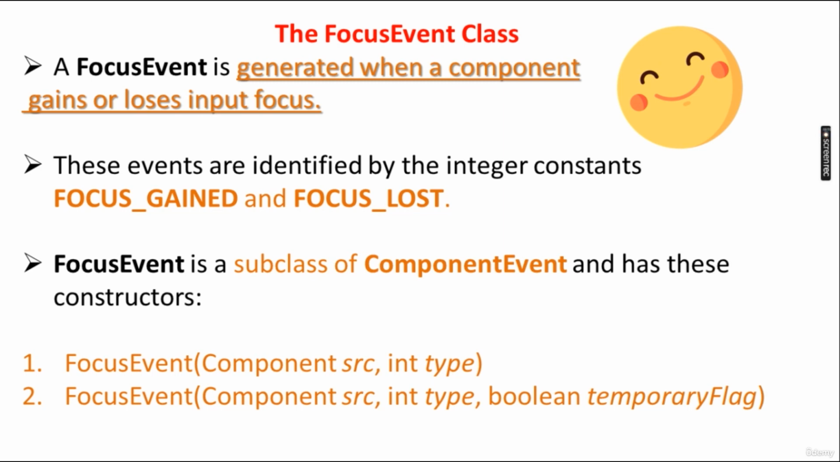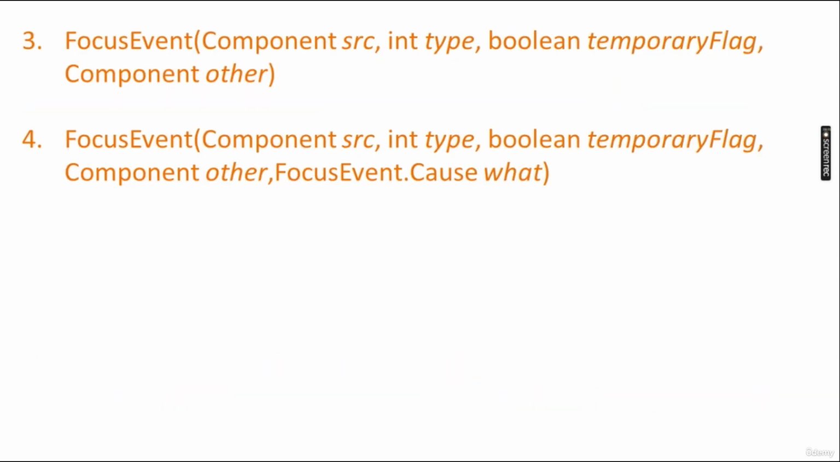Next is the focus event class. It is generated when a component gains or loses the input focus. These events are identified by the integer constants focus gained and focus lost. Focus event is a subclass of component event and has these constructors: focus event with component source and integer type; focus event with component source, integer type, and boolean temporary flag; with component other added; and the fourth, with component source, integer type, boolean temporary flag, component other, plus focus event dot cause.